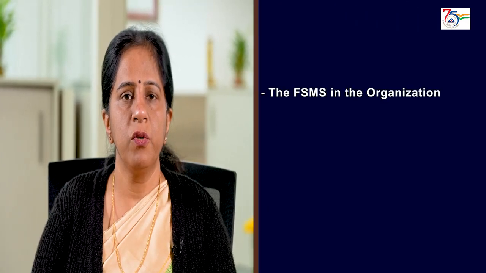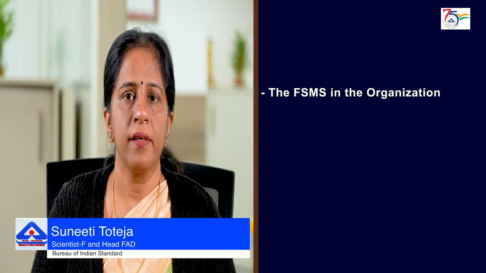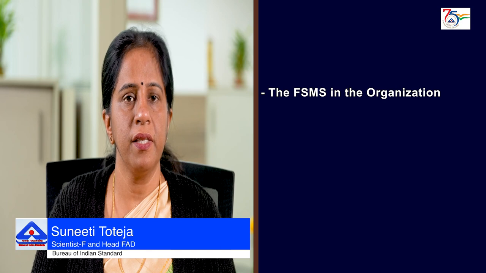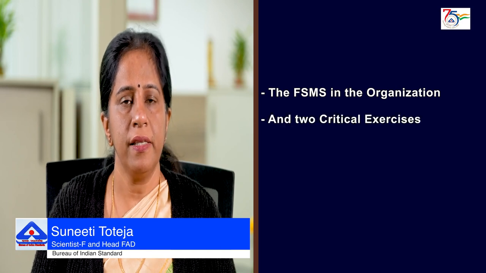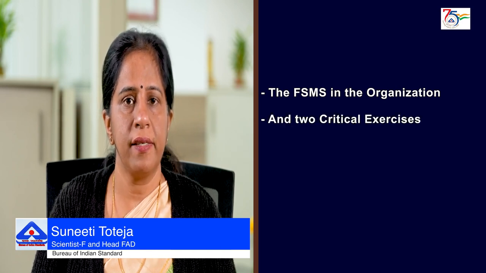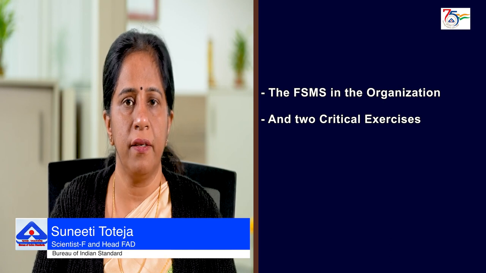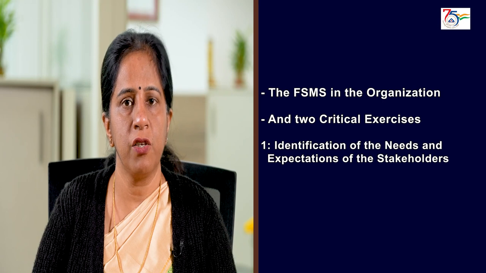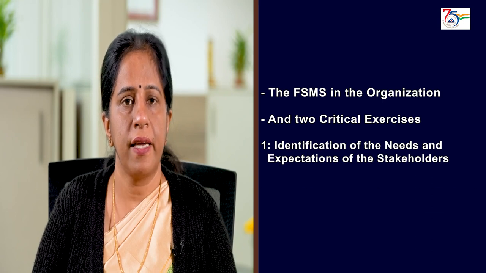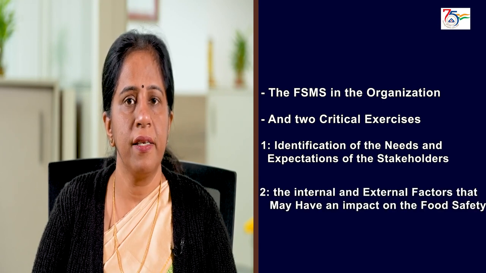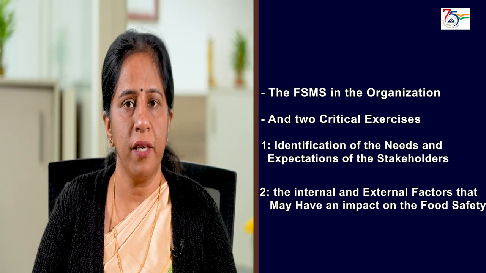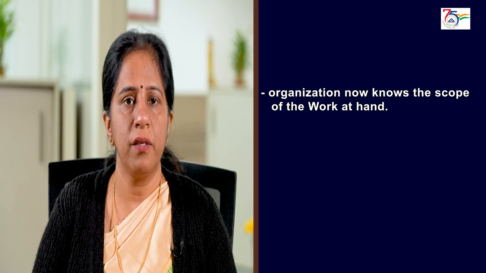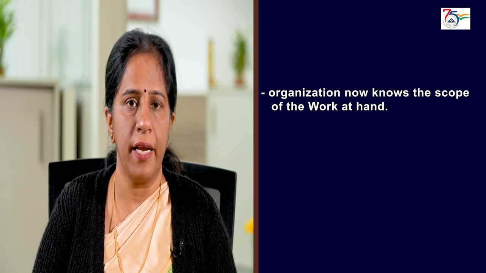The first and foremost requirement of the standard is to determine the boundaries and applicability of the FSMS in the organization. In this regard, two critical exercises are required to be undertaken. First, identification of the needs and expectations of the stakeholders. Second, the internal and external factors that may have an impact on the food safety. In simple terms, the organization now knows the scope of the work at hand.